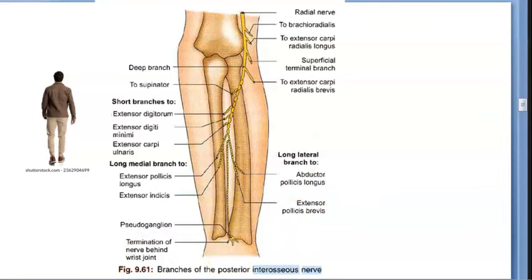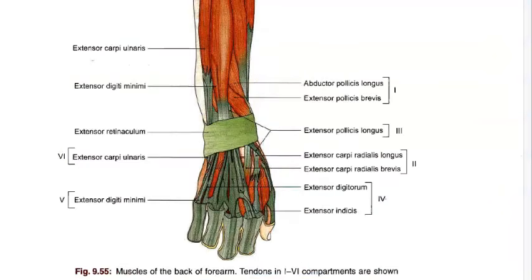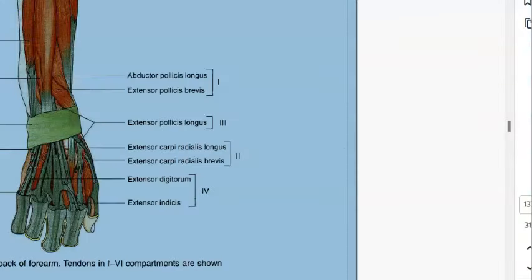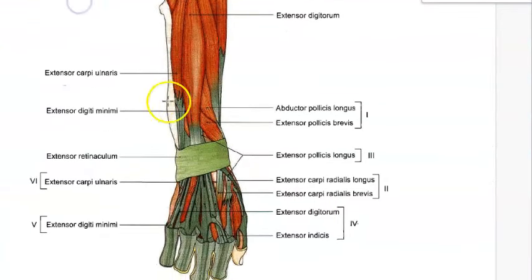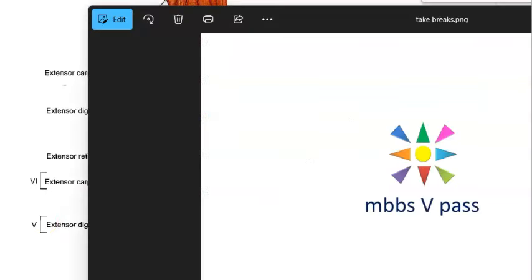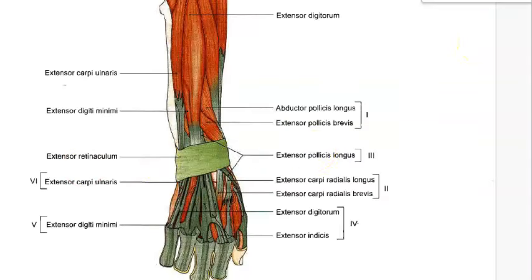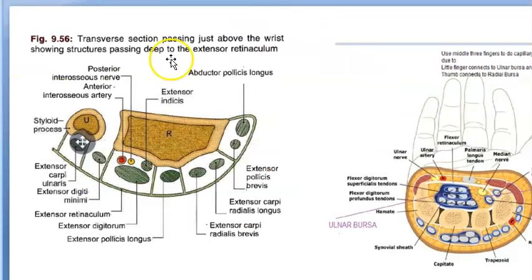Extensor retinaculum, see the back of your right arm, somewhere here on the back side. That's where you should have your extensor retinaculum. See this green band that they have shown. This is the extensor retinaculum, back side, remember. In front, what do you have? Carpal tunnel syndrome happens there because of something. Yes, correct. In front you have the flexor retinaculum. Back you have the extensor retinaculum. Here you can see the right hand, now you just imagine this.